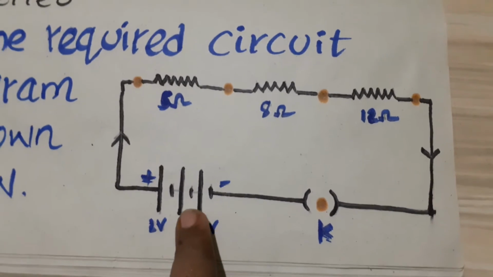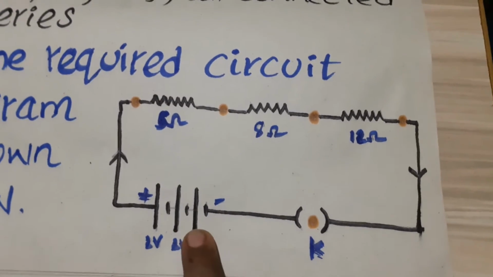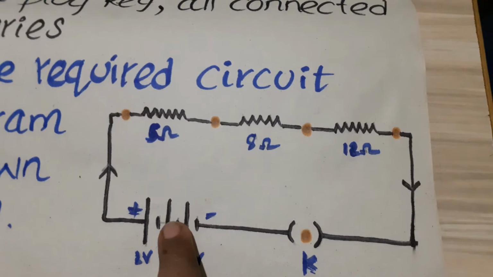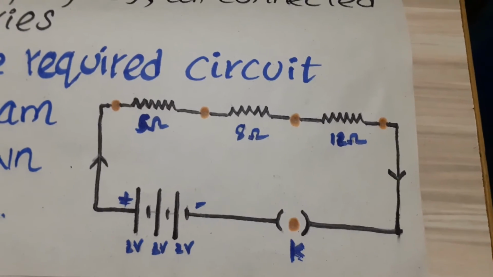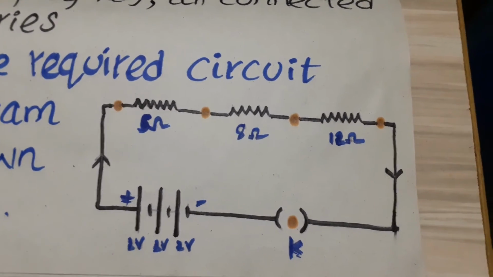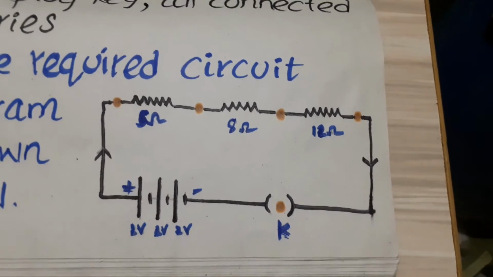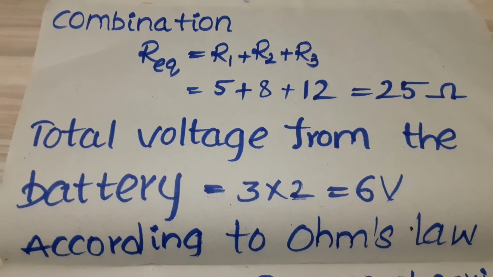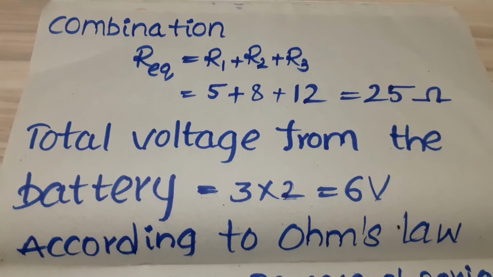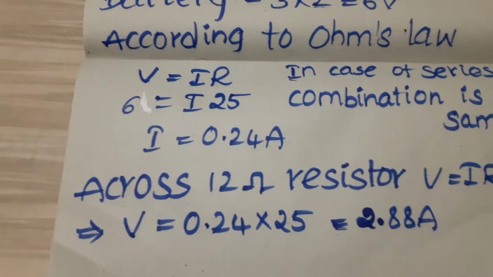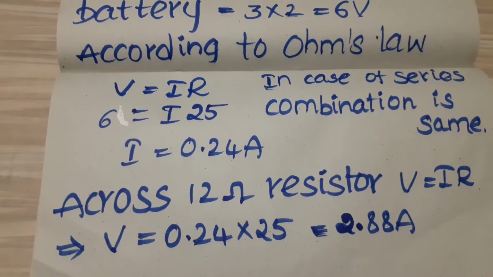This is the battery. The battery consists of 3 cells, 1, 2, 3. Each cell has 2 volts. So total 3 into 2, 6 volts. So 6 volts is the total voltage from the battery. Now I am applying Ohm's law, V equal to IR.